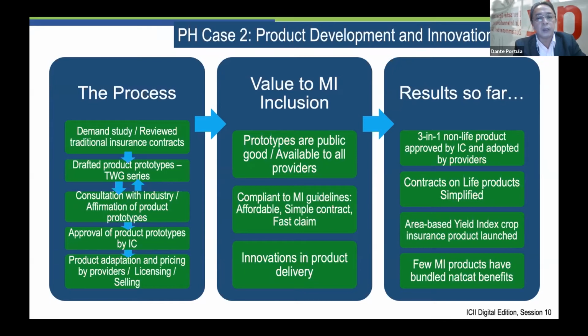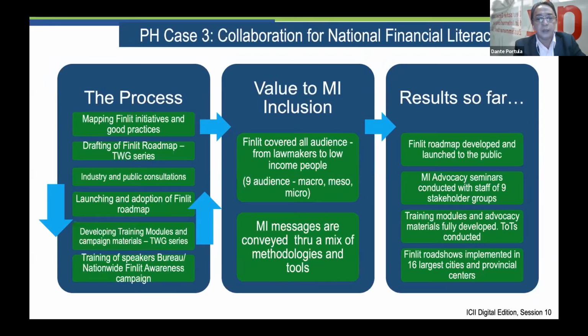This is a bundled product that covers property, life, and livelihood. In the Philippines, this is popularly called BBK. We also simplified the contracts of the life insurance products, term life, and then the other life insurance variants. One area-based yield insurance product was launched, and a few products have integrated natural catastrophe in this BVK variant. And my last slide for this segment is on the next slide about the financial literacy.